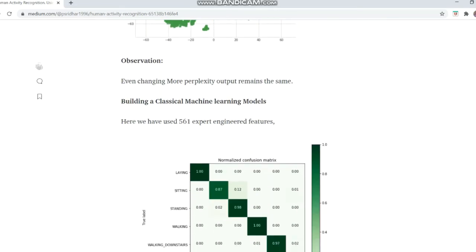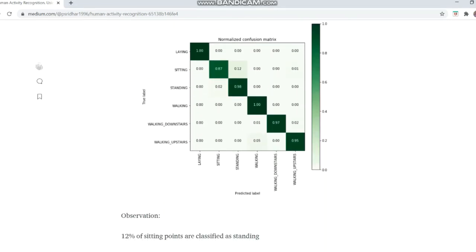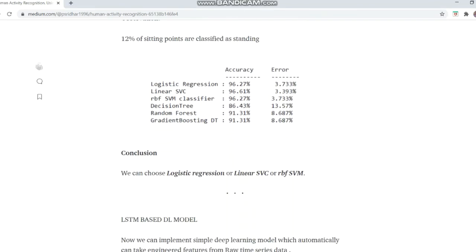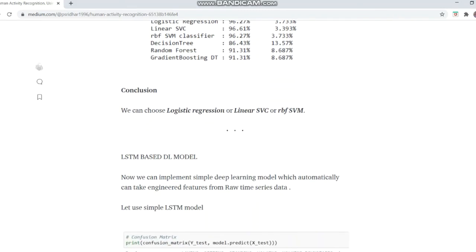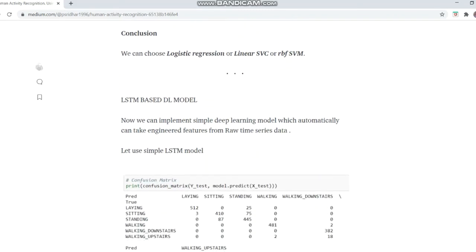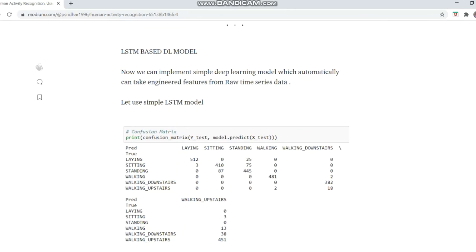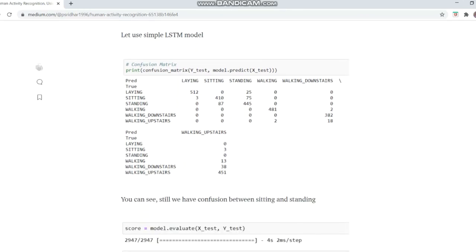Now we are building classical machine learning models. 12% of sitting points are classified as standing. Conclusion. We can choose Logistic regression, or linear SVM, or RBF SVM. Now we can implement a simple deep learning model which can automatically take engineered features from raw time series data. Let's use a simple LSTM model.